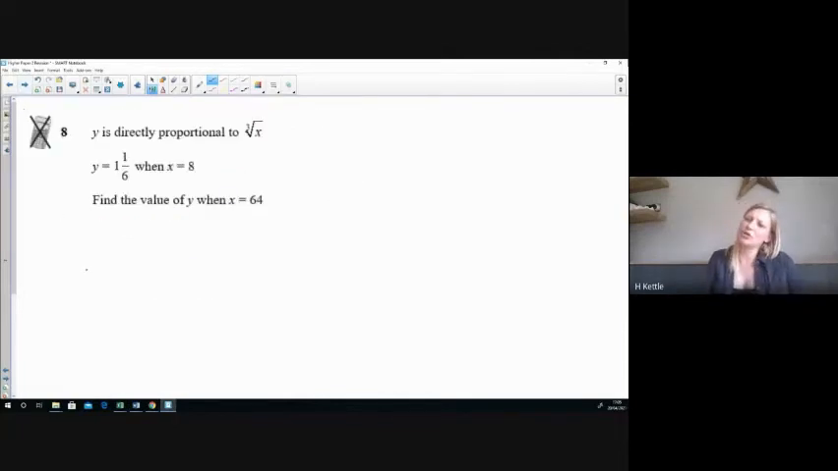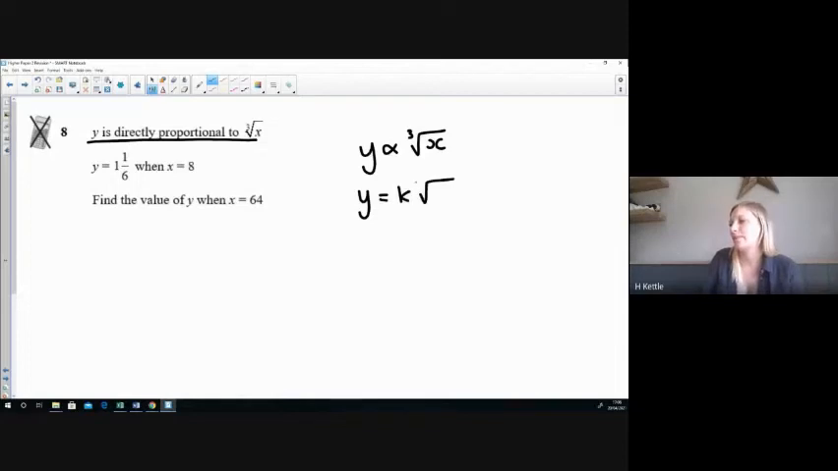Okay, we've got direct proportion now. So y is directly proportional to the cube root of x. So I always like to start by writing this sentence with my algebraic symbol for direct proportion. So y is directly proportional to the cube root of x. And then with proportionality, we take that symbol and we change it to an equals and a k. So y equals k multiplied by the cube root of x.